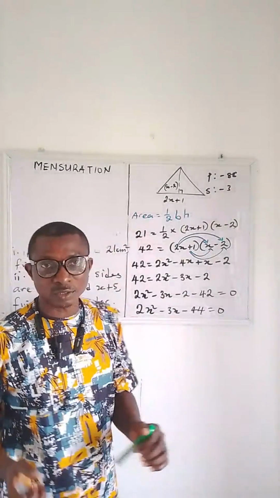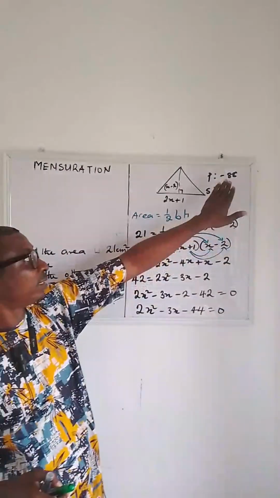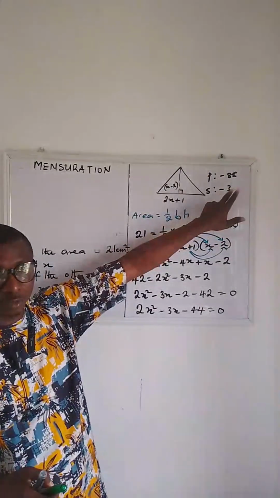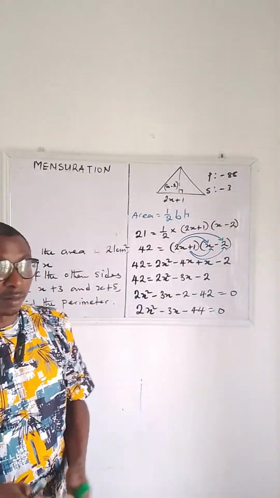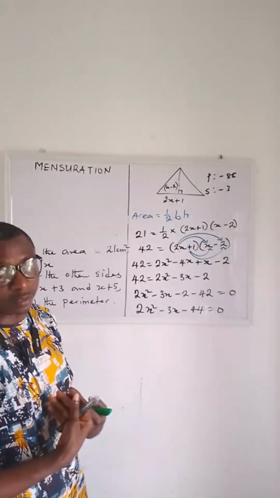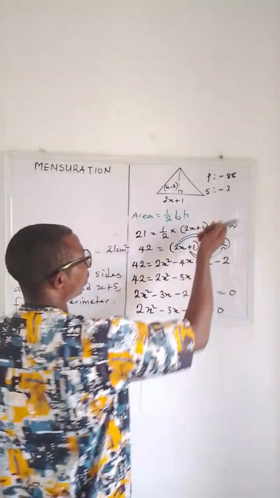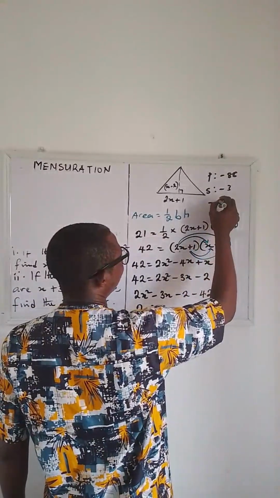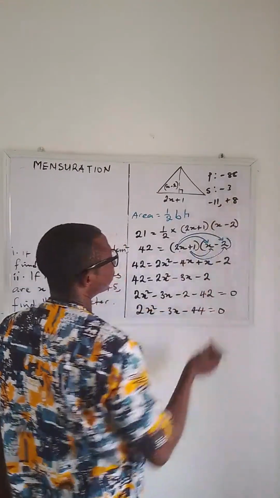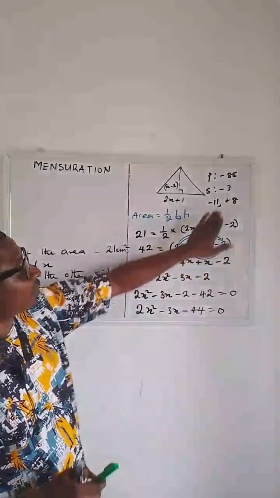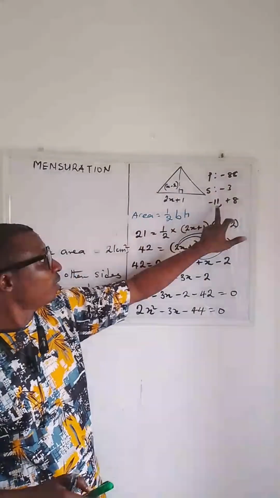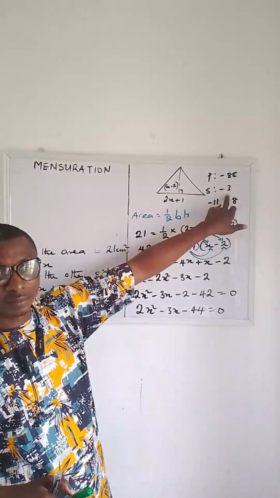You need two numbers such that when you multiply them together you have negative 88, and when you add them together you have negative 3. So what are the two numbers? You begin to think of the two numbers you are going to multiply together. What if you say negative 11 and positive 8? Now look at this. When you multiply this and this together, you have negative 88. And when you add this and this together, you have negative 3.